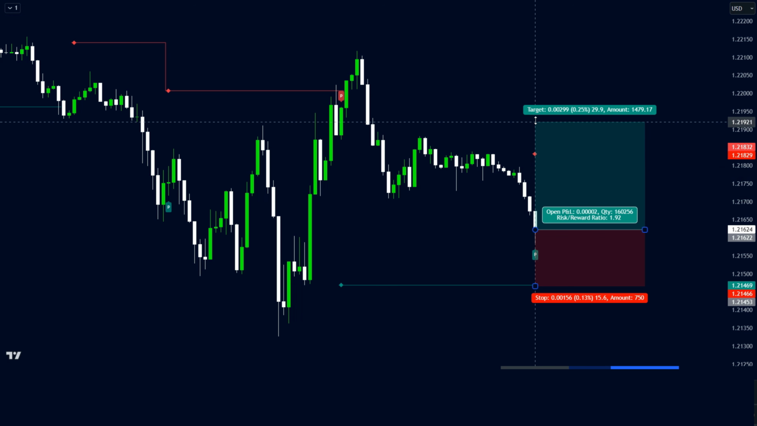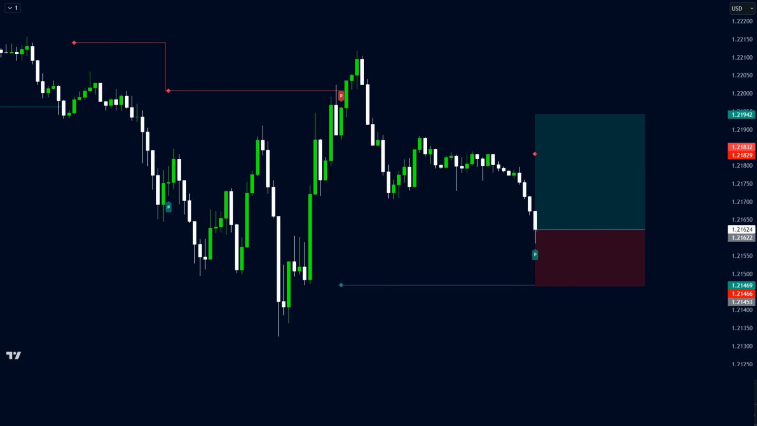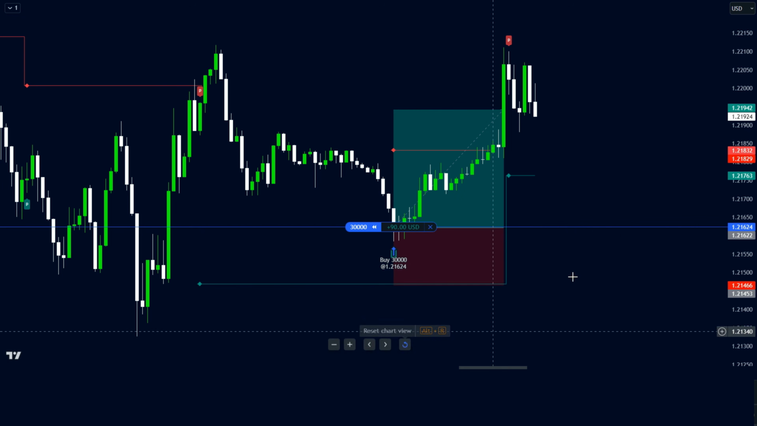Place the stop loss order just below the support line. Set the take profit order near the nearest resistance level.